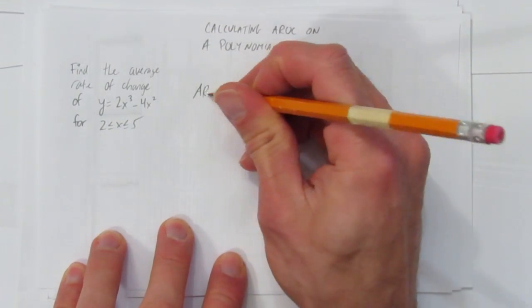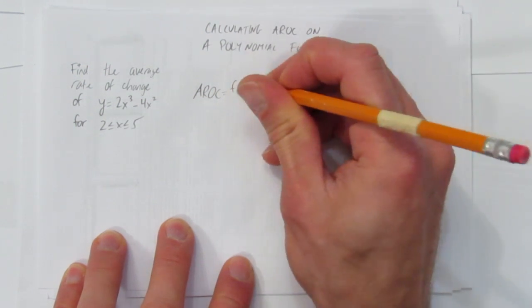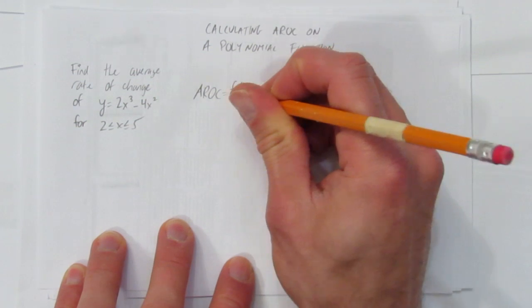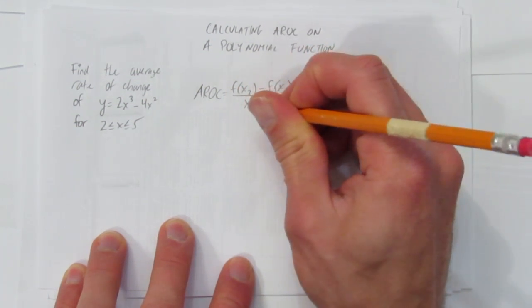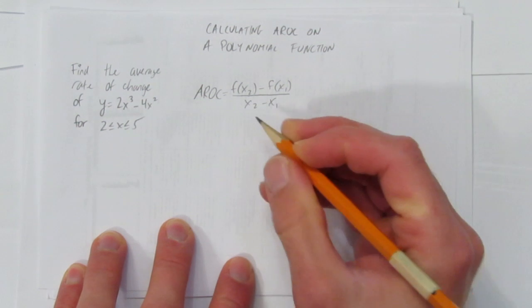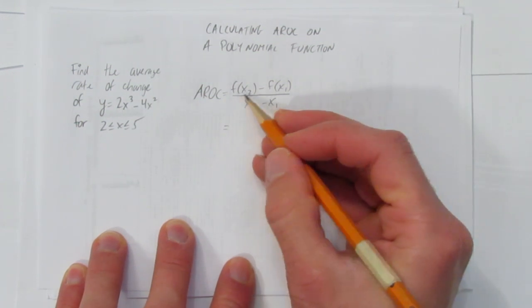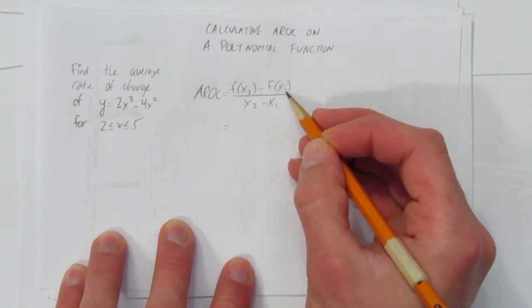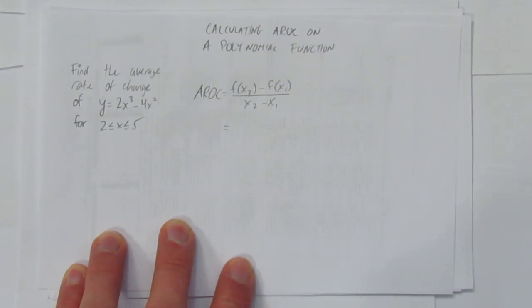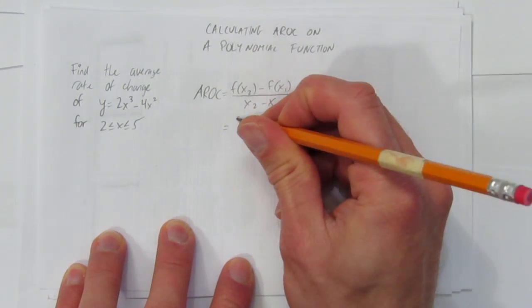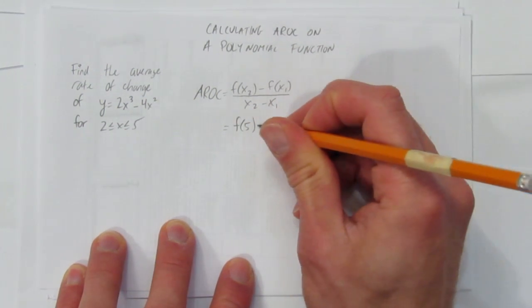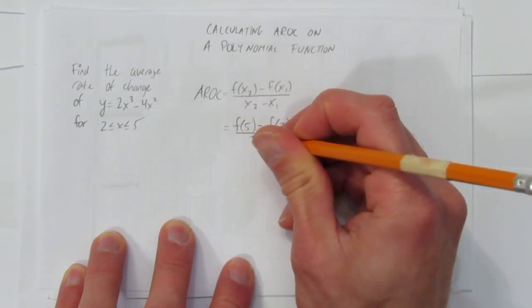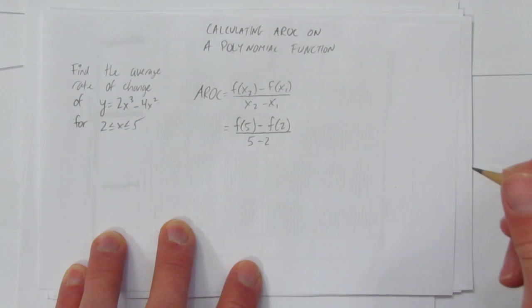We start with our average rate of change formula, which is very, very similar, if not identical, to the slope formula you've been using since grade 9. The only difference is we write it with function notation. But this is really the same as the y value of the second thing, take away the y value of the first thing, over x2 minus x1. That is, we want to calculate the y value at x equals 5 minus the y value at x equals 2, all over, subtract the x values, 5 take away 2.